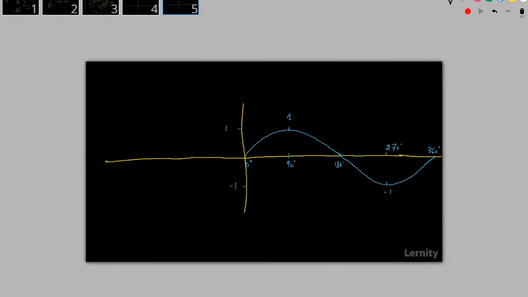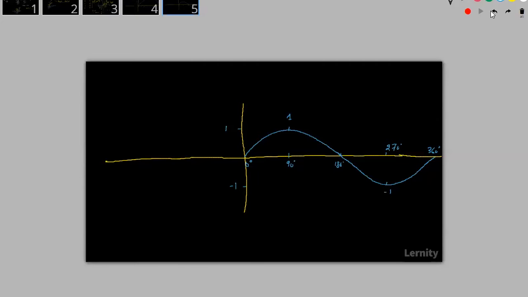Sine is moving like this, and it is not zigzag, it is a smooth curve. Zigzag would be something like this, right? But this is a smooth curve, okay? So the sine curve is like this on the right side, on the positive side.